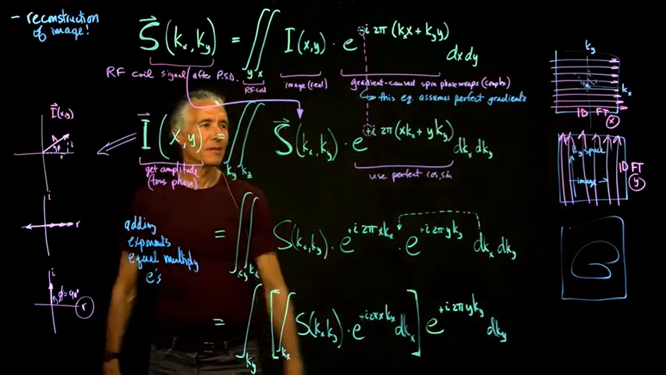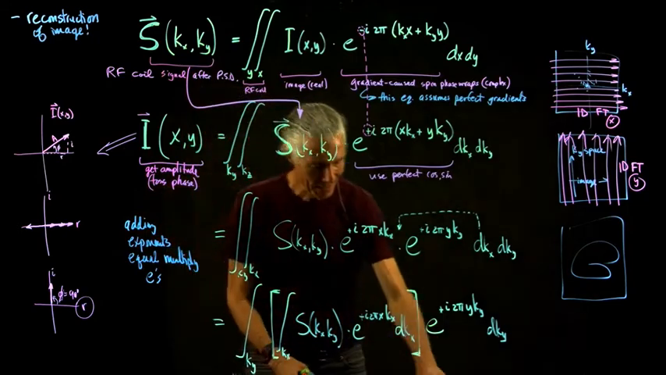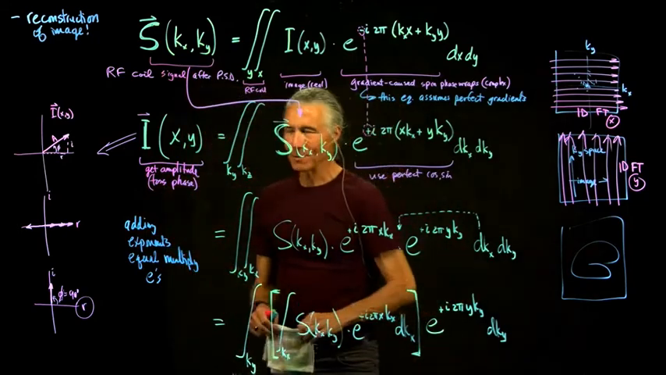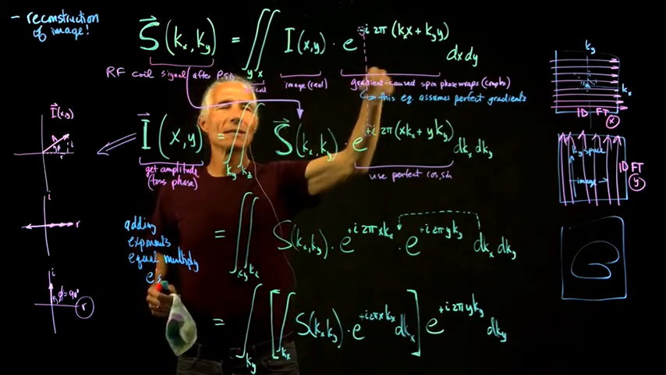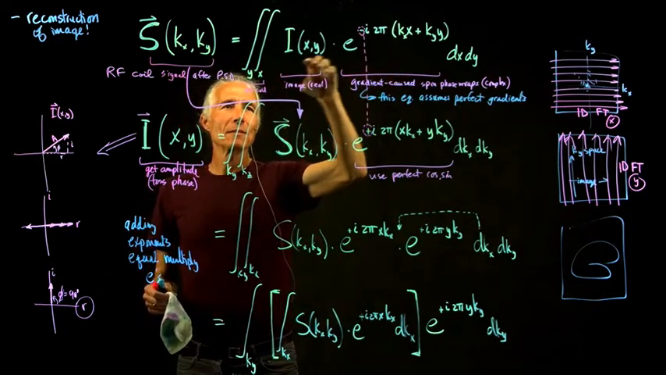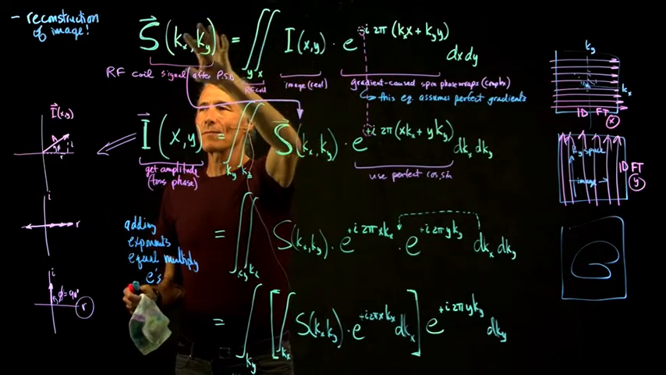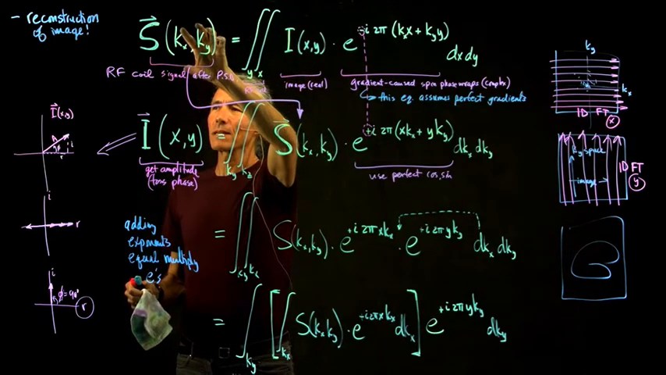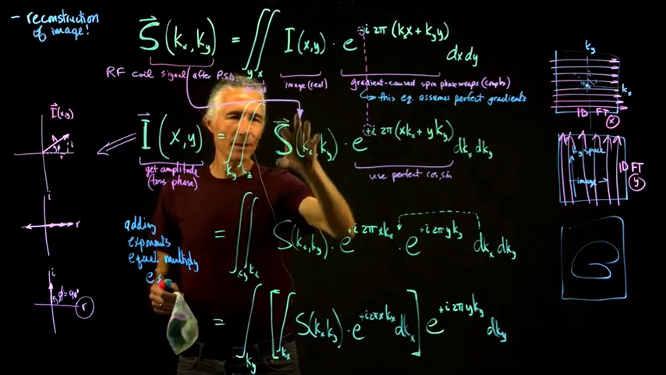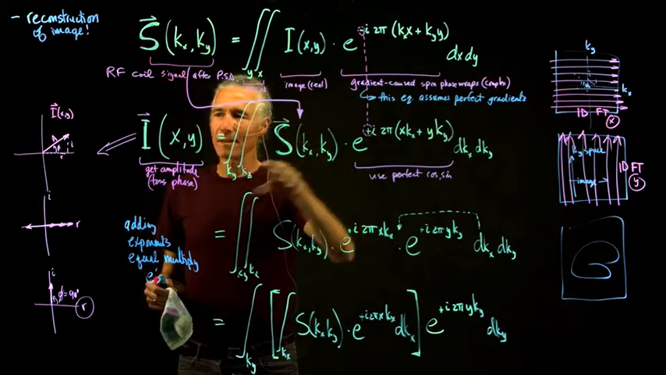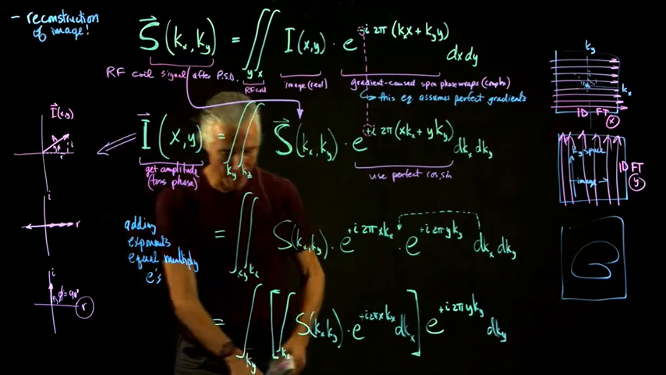Okay, so that was how the reconstruction is actually done. So the gradients make the stripes. That calculates a Fourier transform. It makes your signal a Fourier transform, and then we just get an image by doing a Fourier transform again. And then we typically throw out the phase.